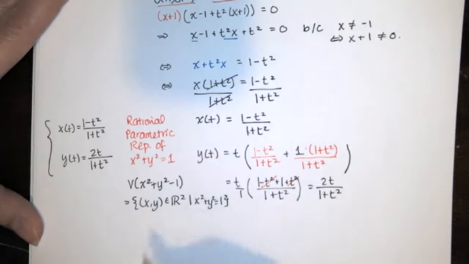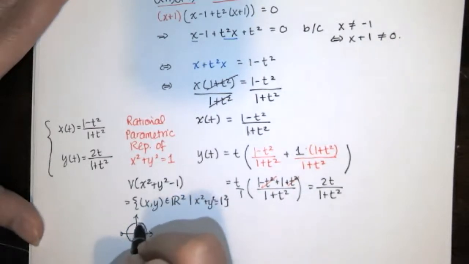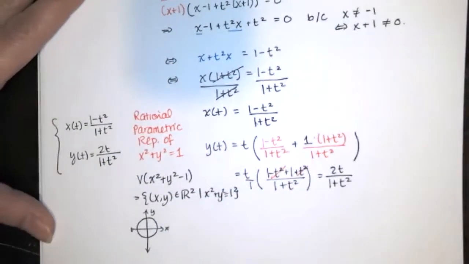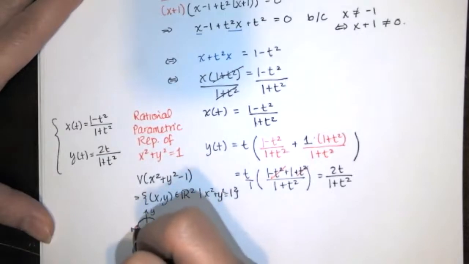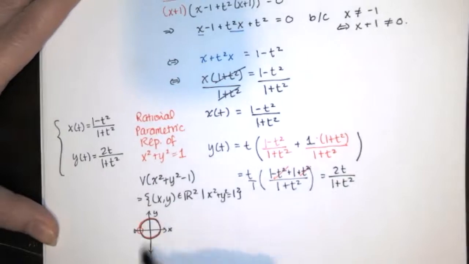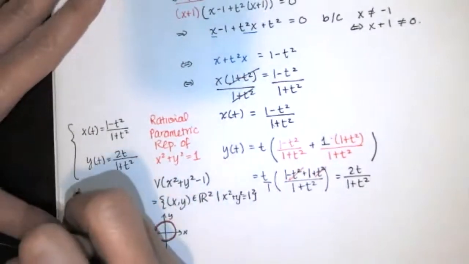Now, this is the entire circle. That's the variety. Now, the rational parametric representation is this. Every single point in the rational parametric representation lies on the variety V, or in the variety V. But there is a point in V that is not in the rational parametric representation. That's true in general. So let's write that down.